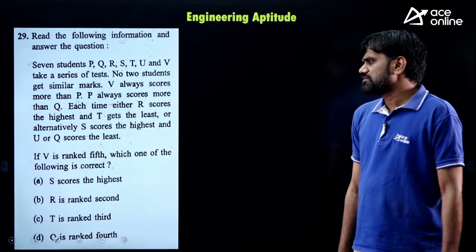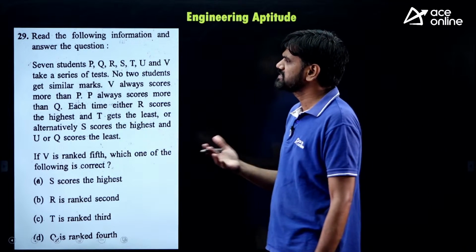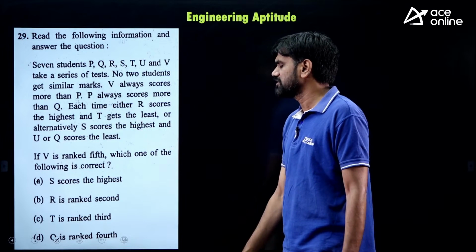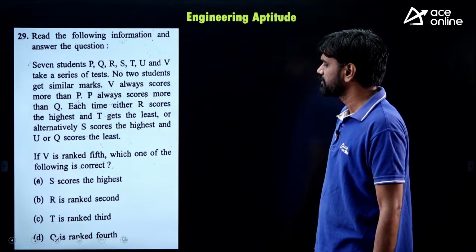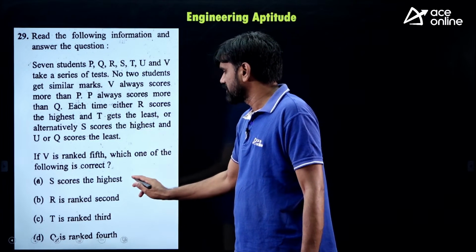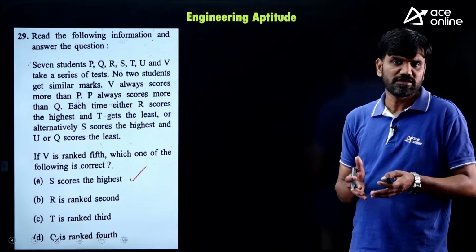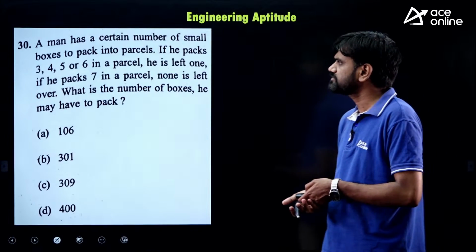29 is also related to arrangement only, right? But it is easy. Among the questions that are available, I can say this is the easiest one, one of the easiest ones. For this one, the 29th answer will be option A. After arranging the data, you will get S is the highest.